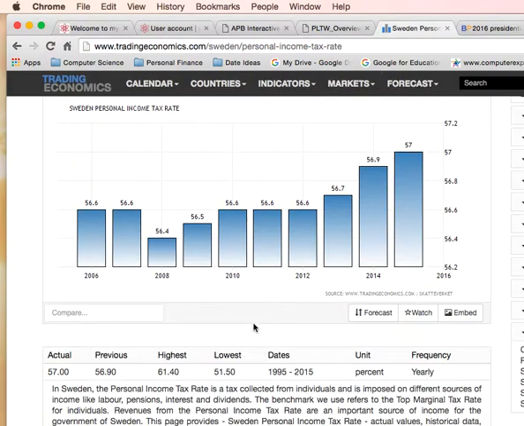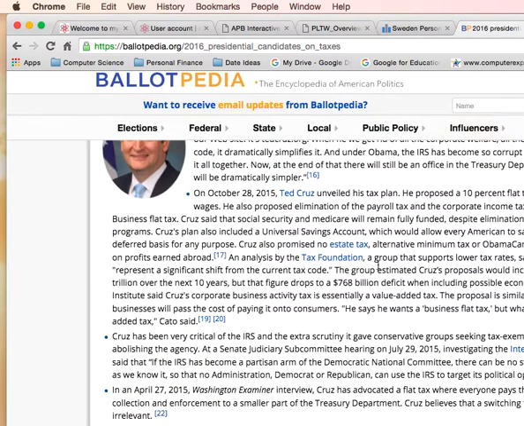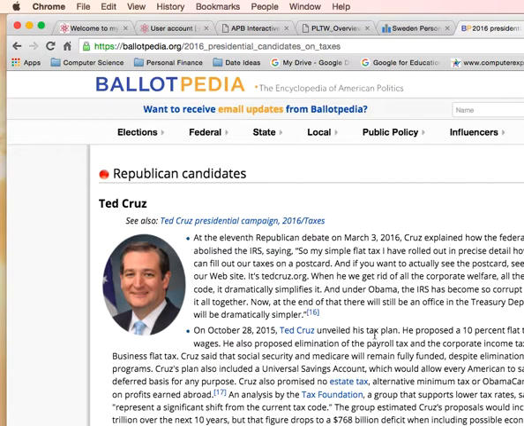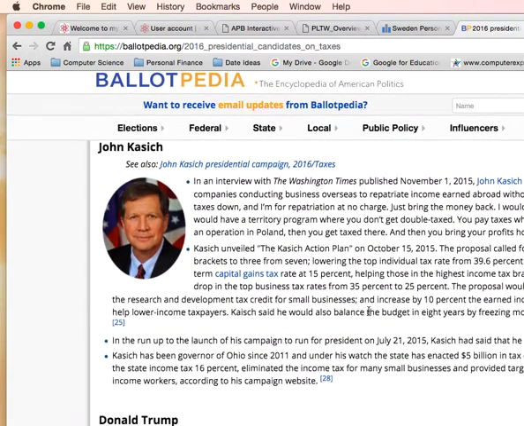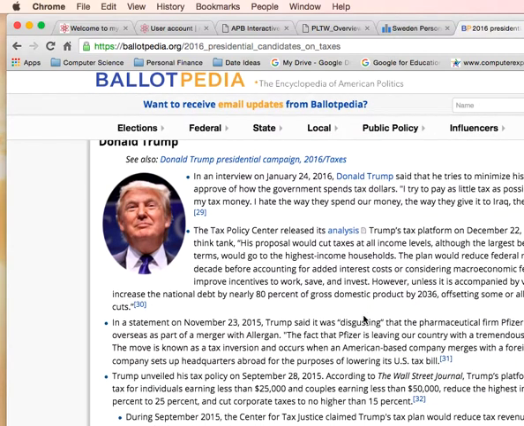If we go back to the Sweden rates, their corporation tax is 22%. So with that, our business tax would go up, but it's eliminating a lot of other taxes that are already out there for you. John Kasich had another plan. Basically, he'd forgive all corporations if they'd come back to the U.S., and any profit they bring back with them would not get taxed. Donald Trump, he has a plan.